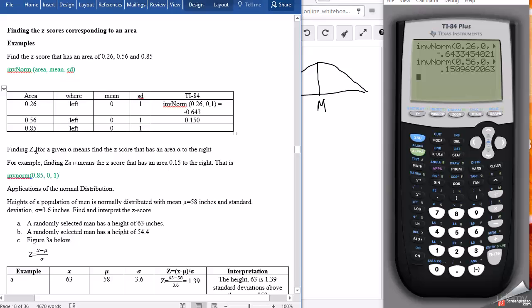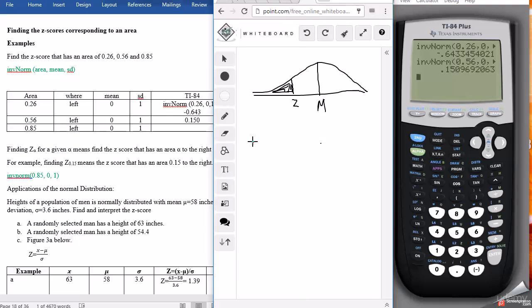Okay, moving on, we are going to find z alpha. Sometimes we'll just be asked to find z alpha. Now alpha represents the area to the right of the z-score.